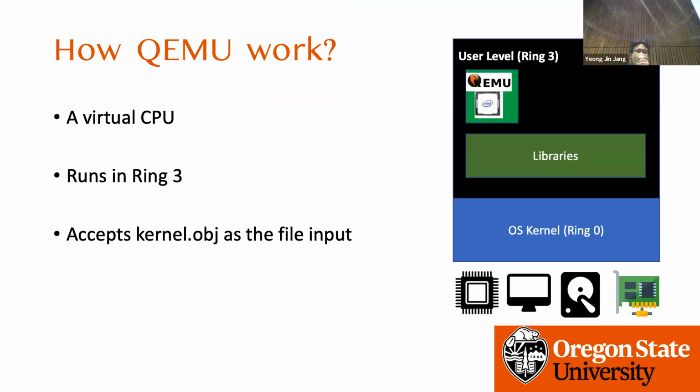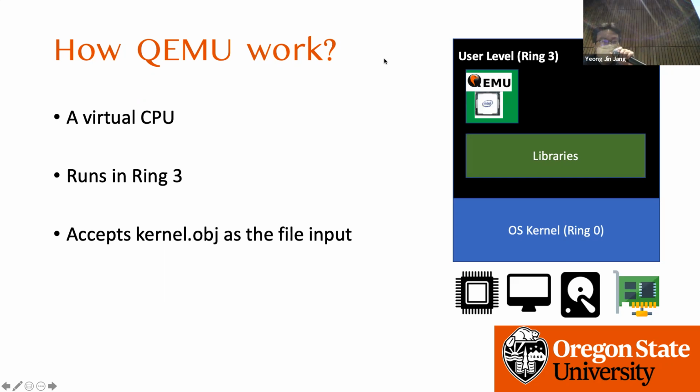And how does this QEMU work? I told you QEMU runs a virtual CPU. It totally runs in Ring 3. What that means is that you can regard this machine as an x86 server, and this is the OS kernel, which is Linux, on top of it. There are libraries, and then we run QEMU. Inside of there, we have a virtual CPU here. And then this virtual CPU just accepts kernel.obj, then just reads and interprets it. That's it.